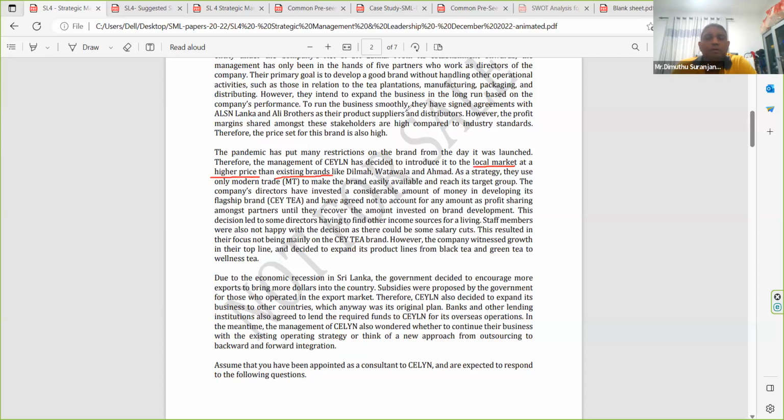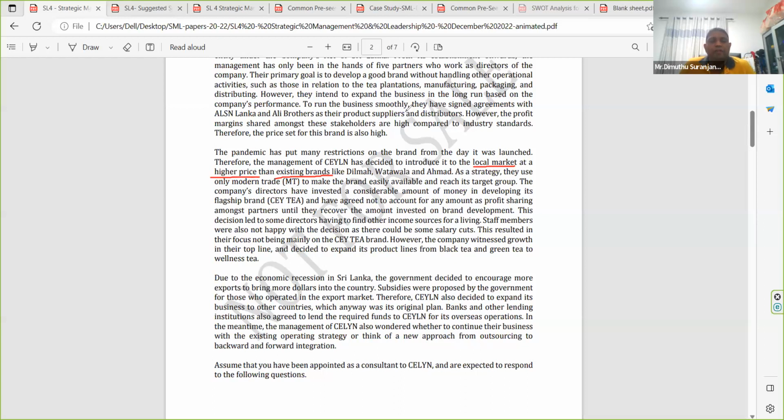So, should we know why? Your sentence talks about the profit margin enjoyed by other parties like suppliers and distributors. They enjoy higher profit margins. Therefore, it's not practical to offer the good at a lower price. As a strategy, they use only modern trade (MT) to make the brand easily available and reach its target group. So look at that one.